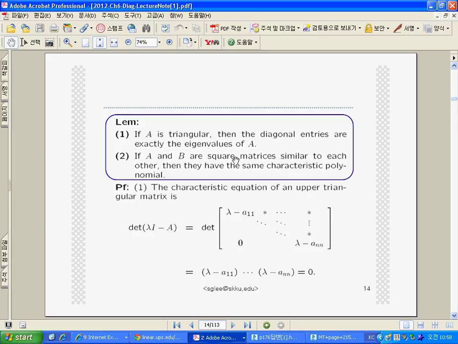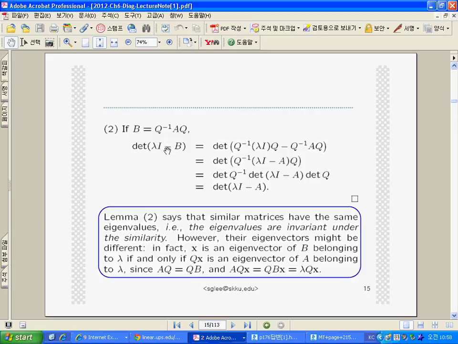If A and B are square matrices similar to each other, then they have the same characteristic polynomial. It can be shown. If they are similar, then you can easily show the characteristic polynomials of the two are exactly the same, since Q and Q inverse can be factored out by the multiplicative property of the determinant, which was shown by Arthur Cayley.